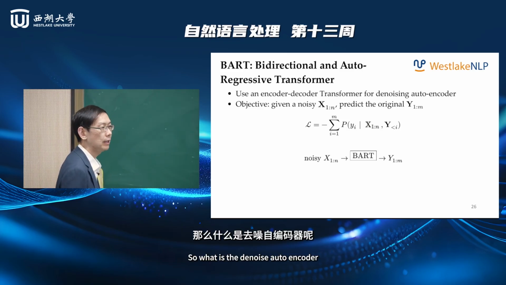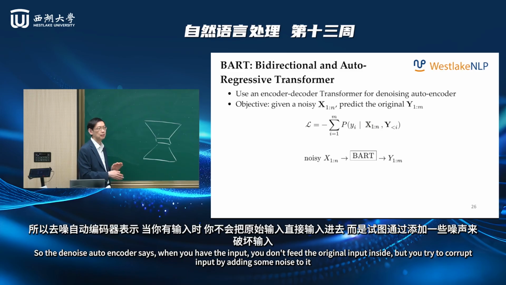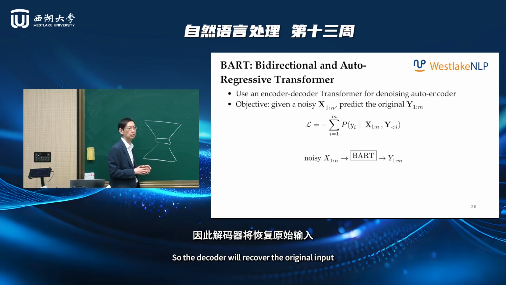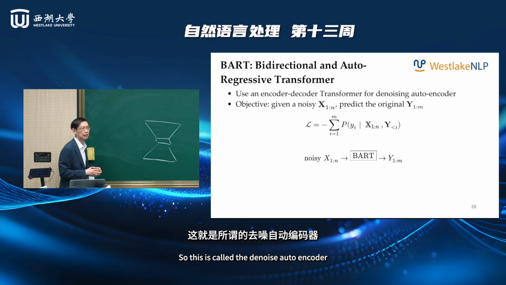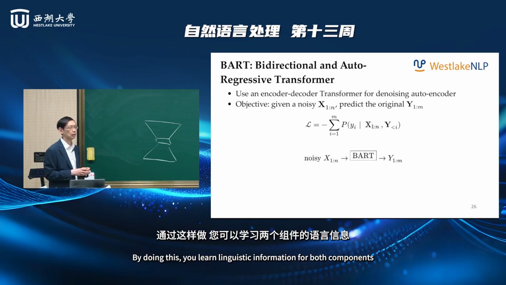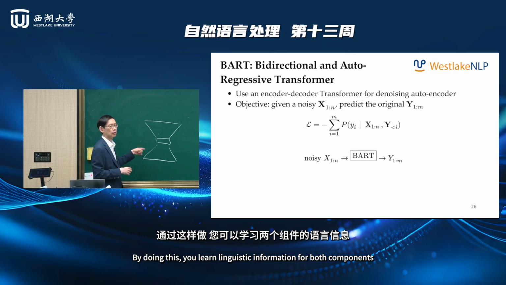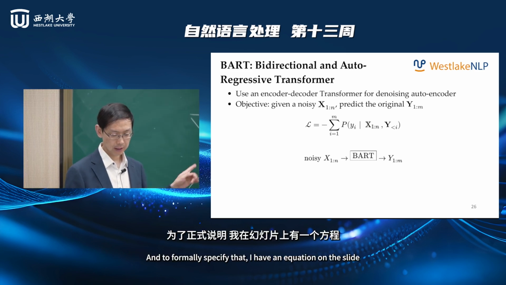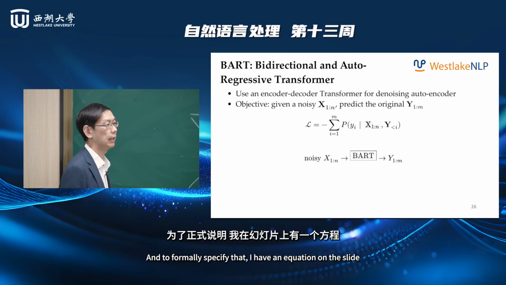So what is a denoise autoencoder? The denoise autoencoder says, okay, when you have the input, you don't feed the original input inside, but you try to corrupt the input by adding some noise to it, okay? So the decoder will recover the original input. So this is called denoise autoencoder. By doing this, you learn linguistic information for both components. And to formally specify that, I have the equation on the slide.